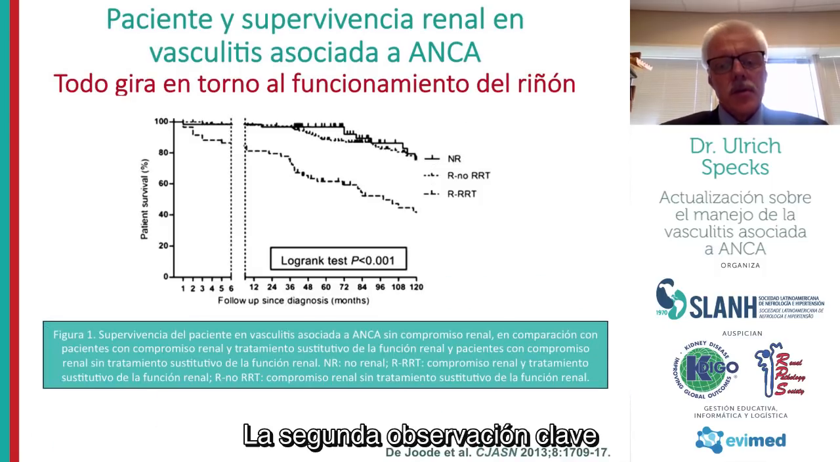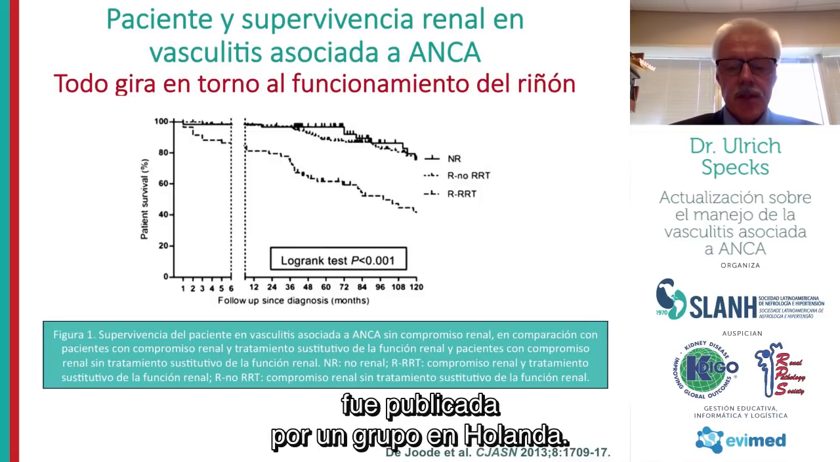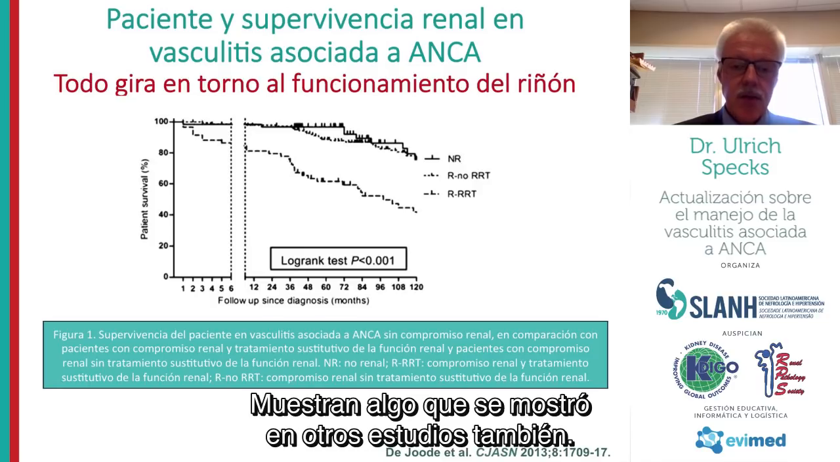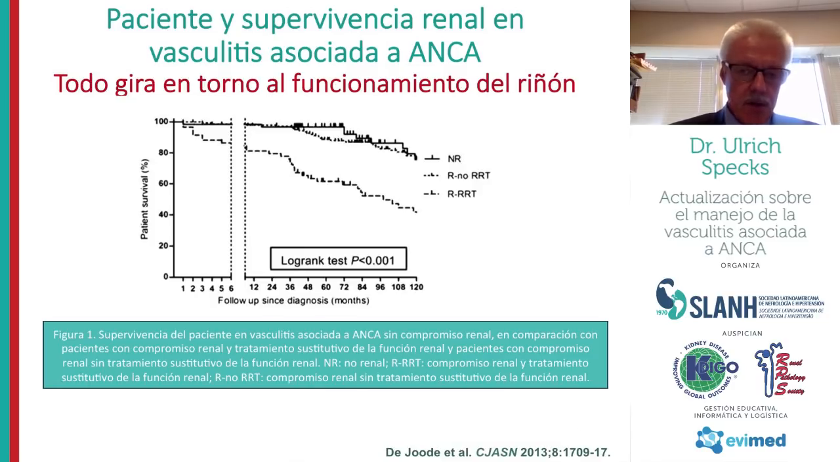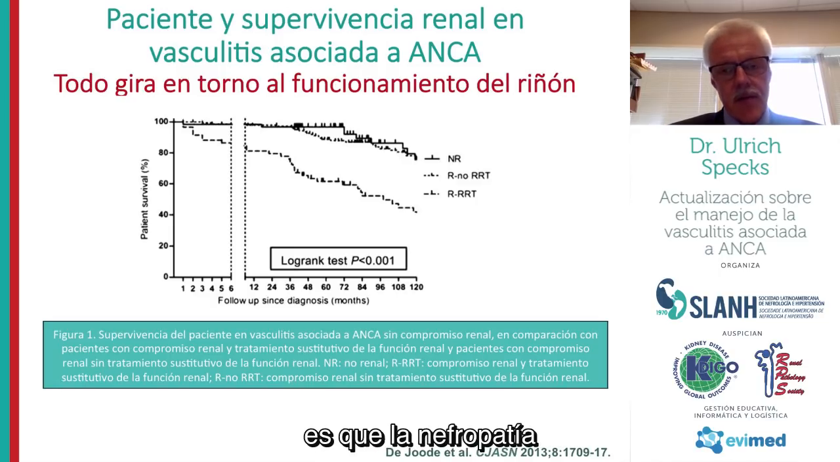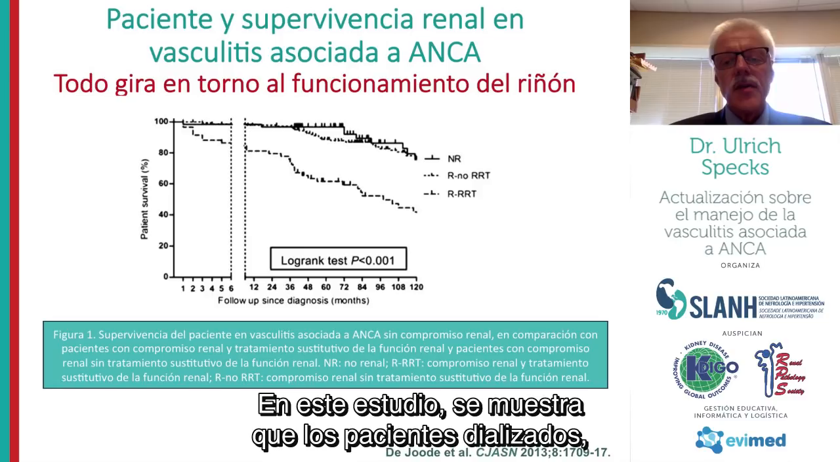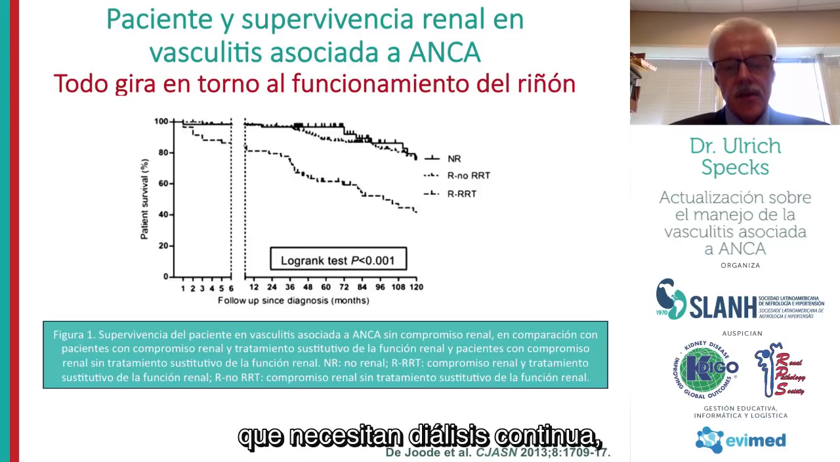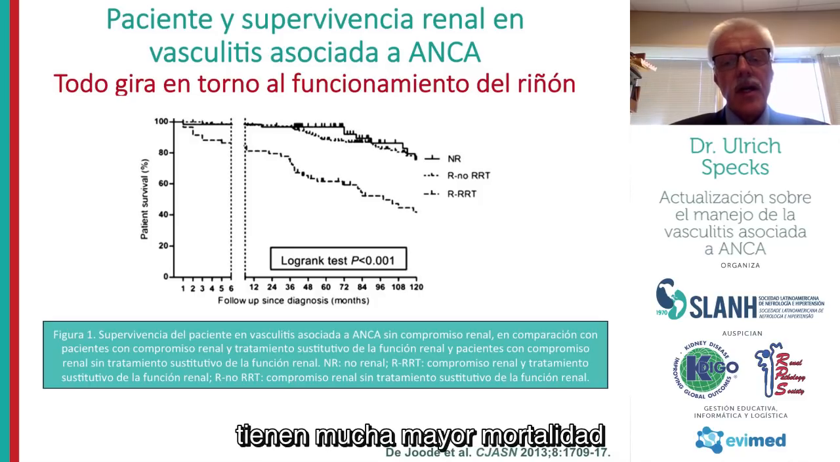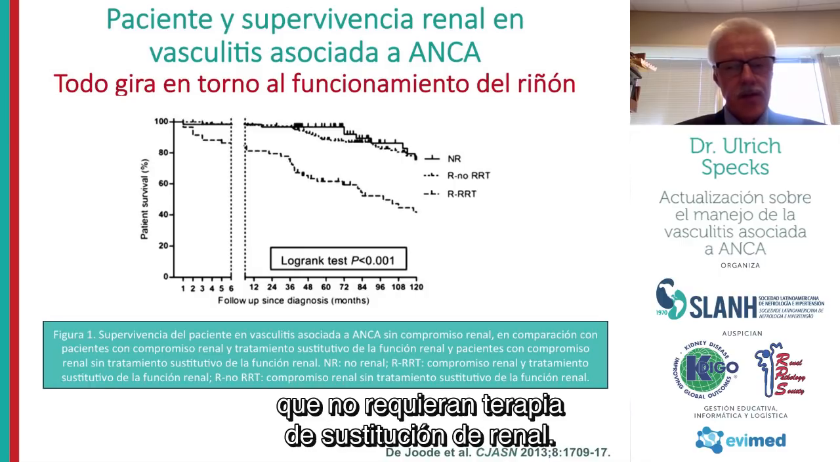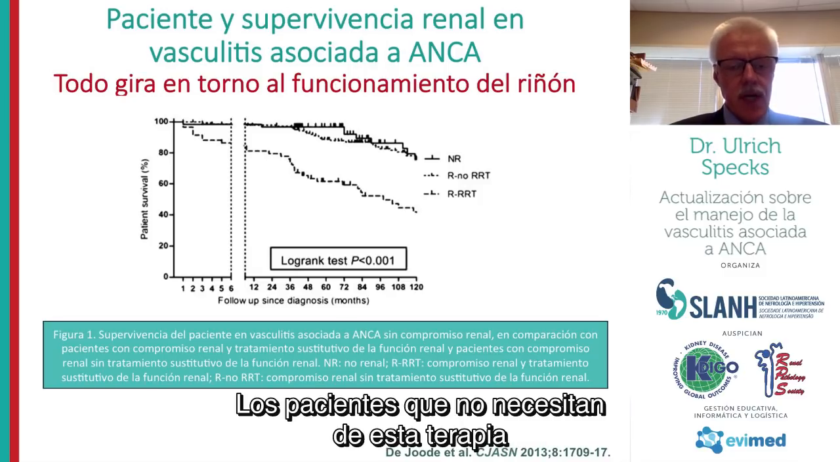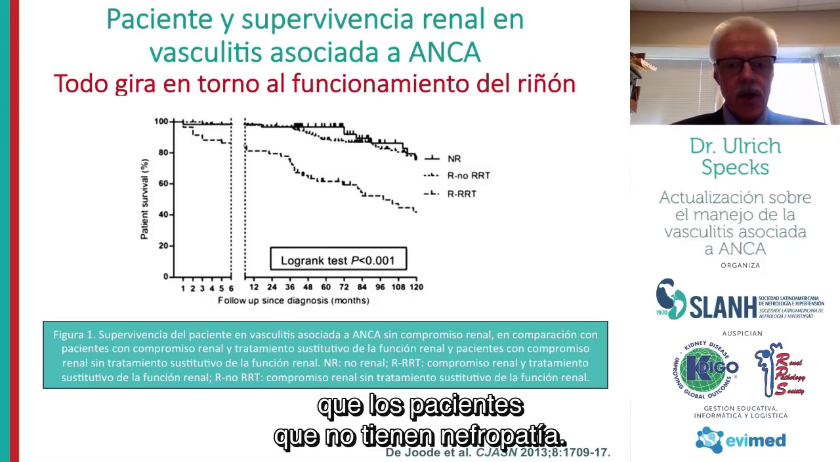A second crucial observation has been published by a group in the Netherlands, and what they show has been shown in other studies also. In essence, what this graph shows is that the renal disease ultimately determines the overall outcome of the patient. Specifically in this study, it was shown that patients who end up on dialysis and require ongoing dialysis have a much higher mortality than patients with renal involvement, but not requiring renal replacement therapy. The patients who do not require renal replacement therapy have the same overall outcomes as patients who don't have renal disease in the first place.